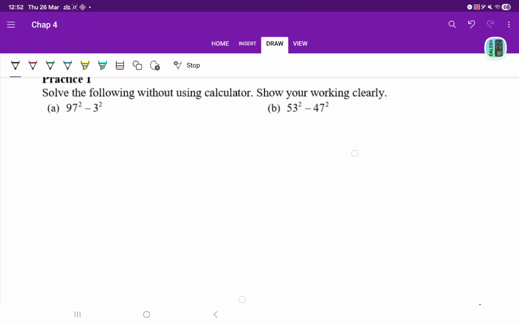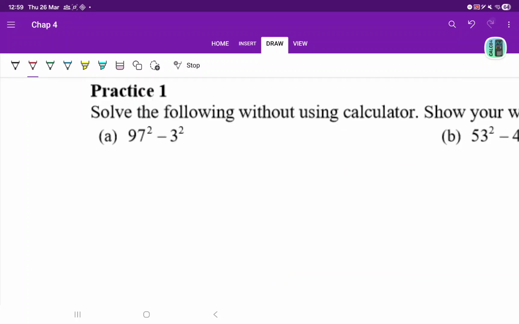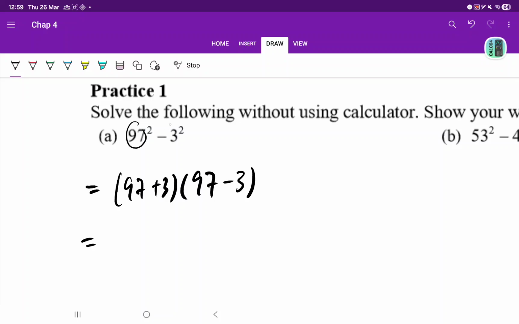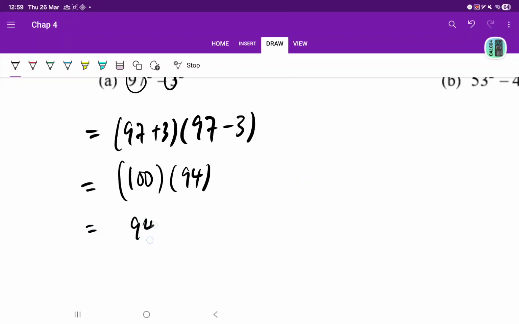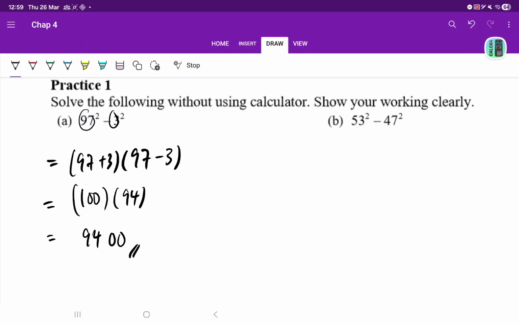Okay, can you do this too? I will pause the video and give you a bit of time. So, use the formula: 97 plus 3, a plus b, then 97 minus 3, that's a minus b. We recognize that this is just the identity. So it becomes 100 multiplied by 94, and when you multiply numbers with hundreds, you just add zeros behind. So that's A.